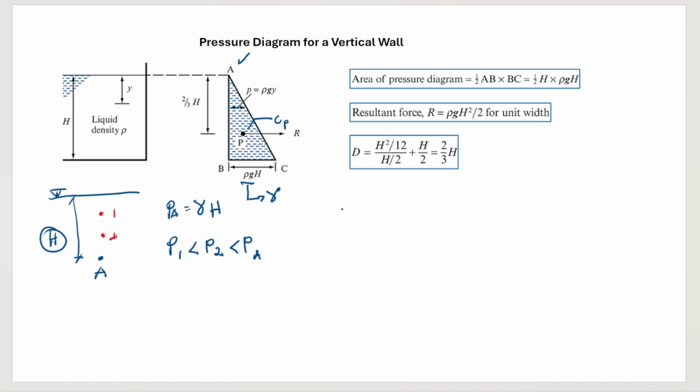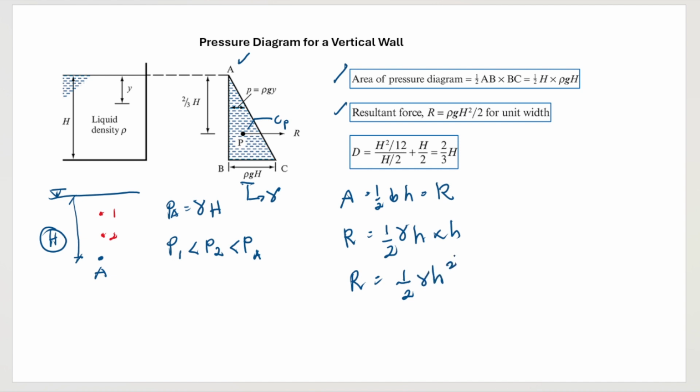So, using the triangle or area method, as presented here, the resultant force is equal to 1/2 base times height. The base is rho g h, or gamma h, times the height. So the resultant force is equal to 1/2 gamma h squared.